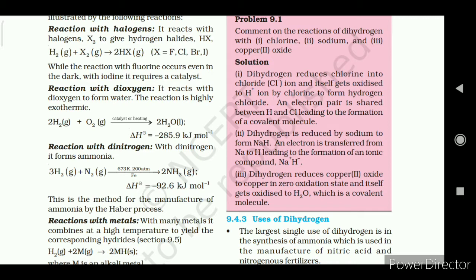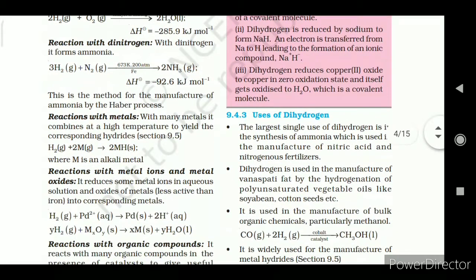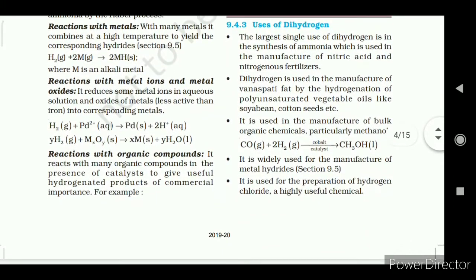Reaction with organic compounds. It reacts with many organic compounds in the presence of catalyst to form useful hydrogenated products of commercial importance. For example, number 1, hydrogenation of vegetable oils using nickel as a catalyst gives edible fats, that is, margarine and vanaspati ghee. Number 2, hydroformylation of olefins yields aldehydes, which further undergo reduction to give alcohols. Problem 9.1. Comment on the reactions of hydrogen with chlorine, sodium and copper-2 oxide.